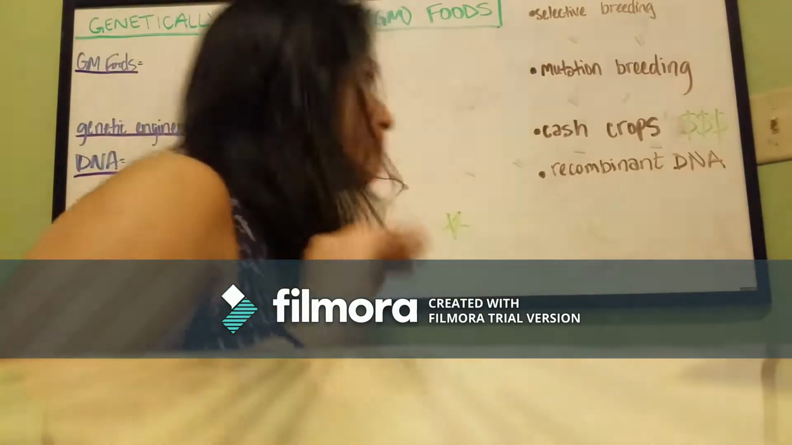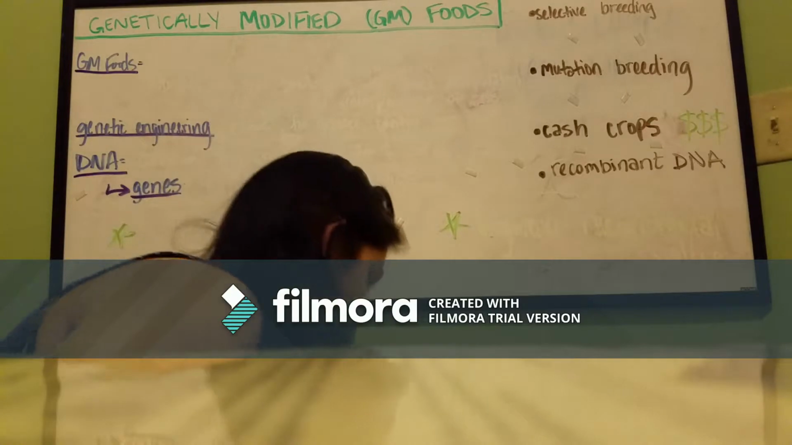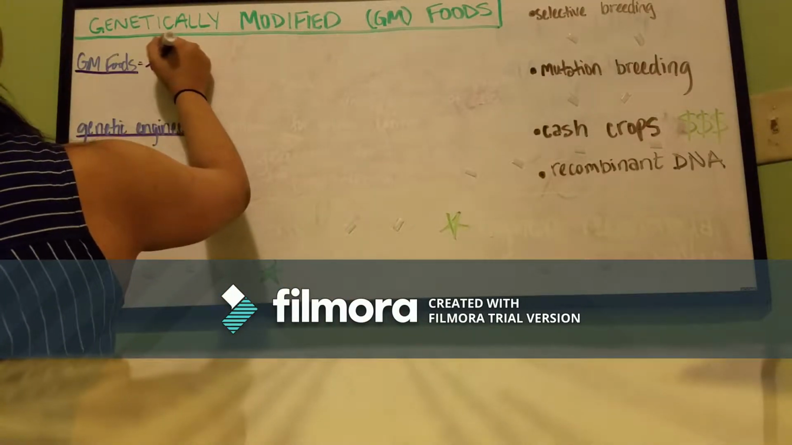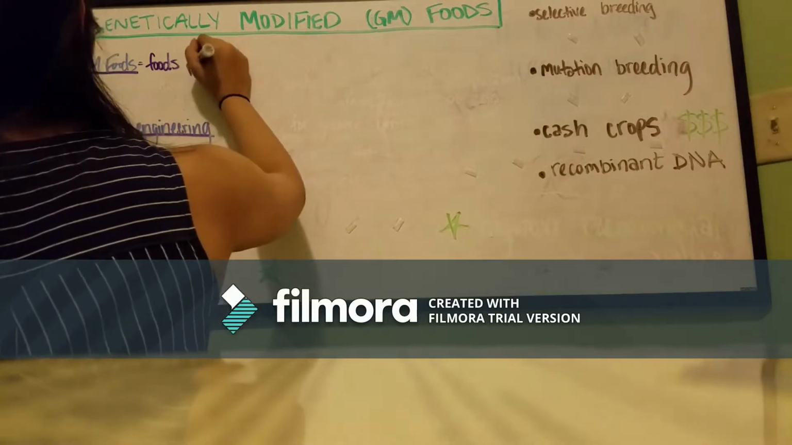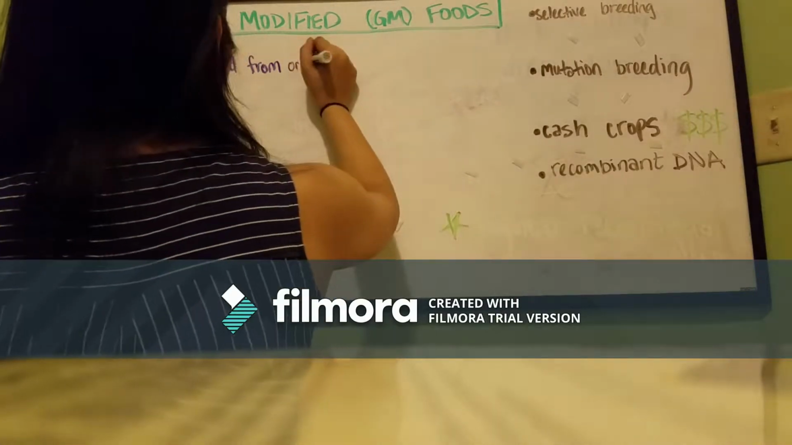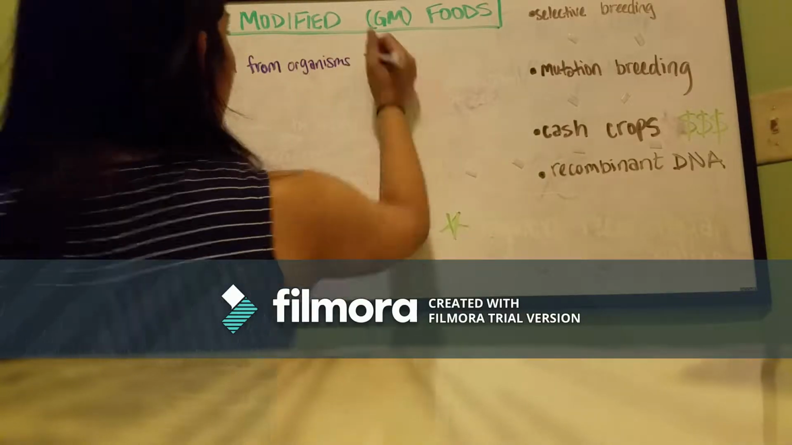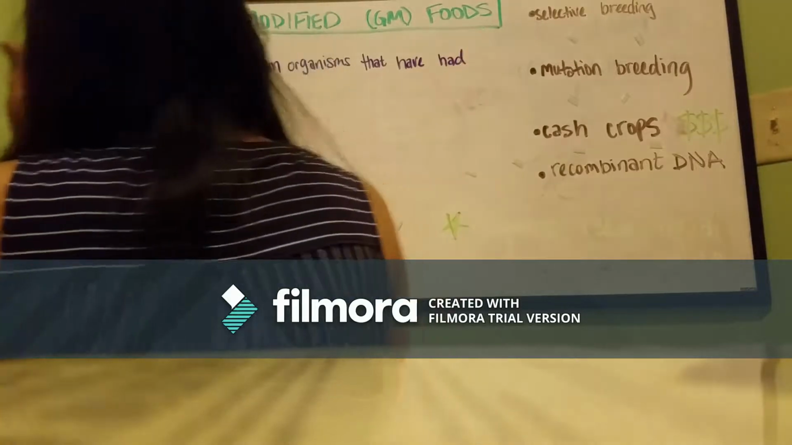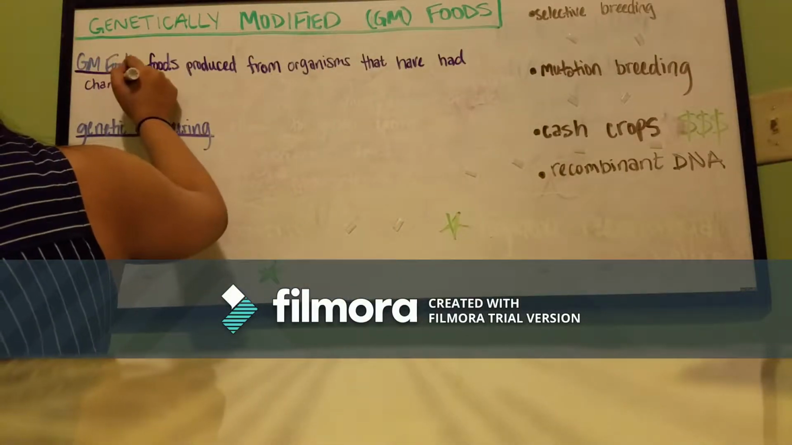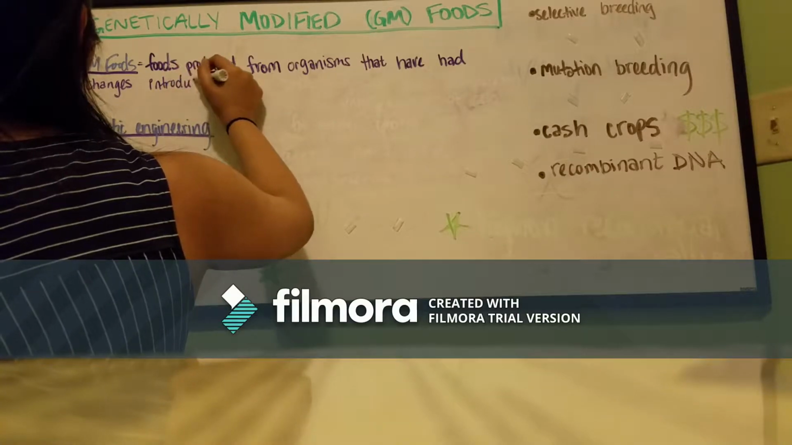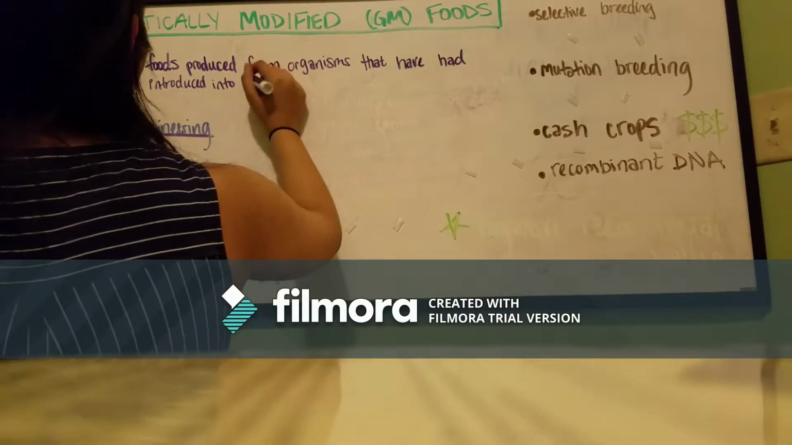Hi, so I'm going to be talking about genetically modified or GM foods. GM foods are produced from organisms that have had changes introduced into their DNA using the direct manipulation of an organism's genes to change the genetic makeup of the cells. This direct manipulation approach to genetic modification is called genetic engineering, which allows for greater control over traits.